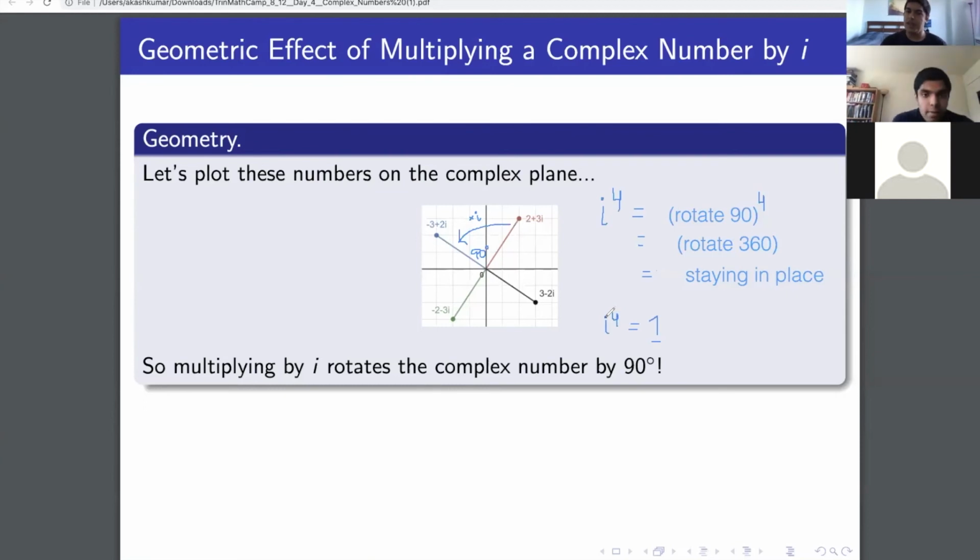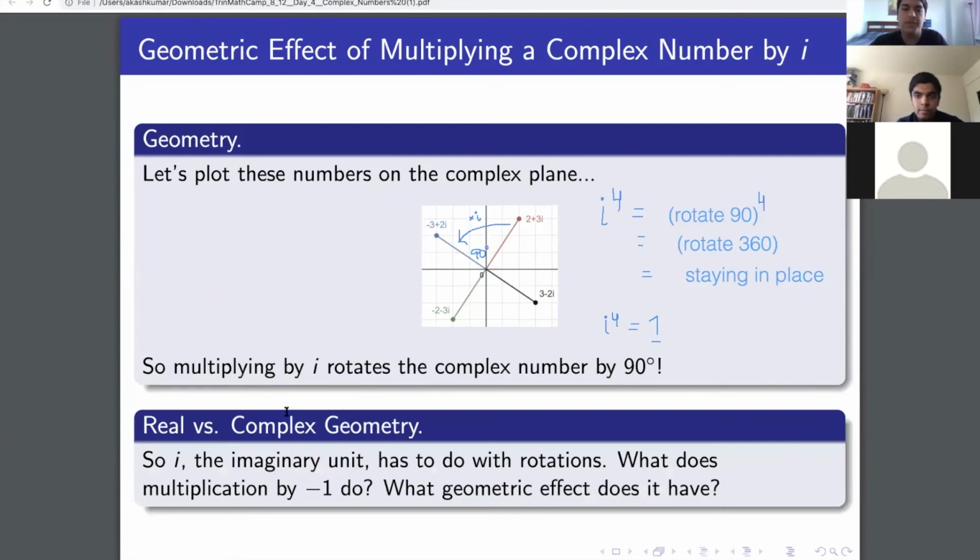So you can think about rotations: rotating 90 degrees 4 times does nothing, you stay in place. Or you can think about it algebraically. If you work out the numbers with i to the fourth, you'll get 1, and multiplying by 1 does nothing. So you can begin to see there's this relationship between the algebra of complex numbers and the geometry of complex numbers.